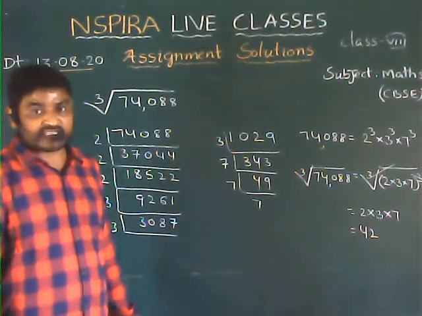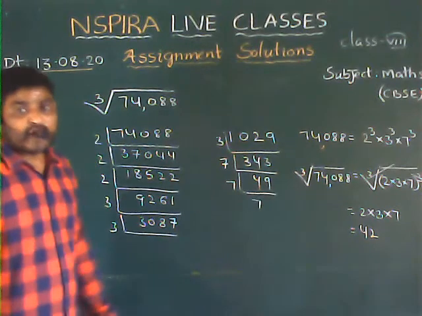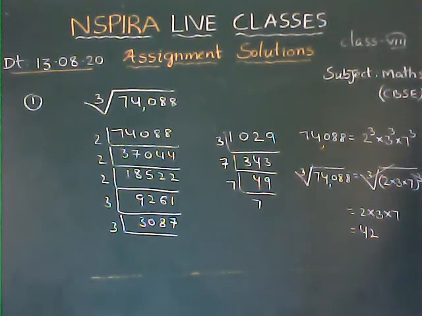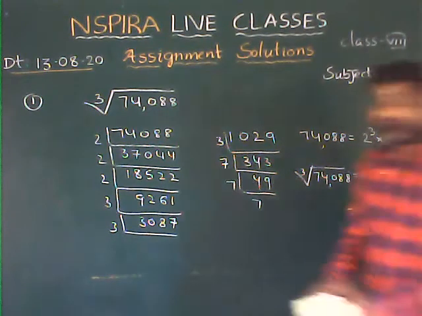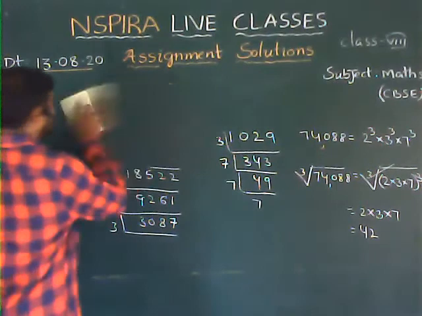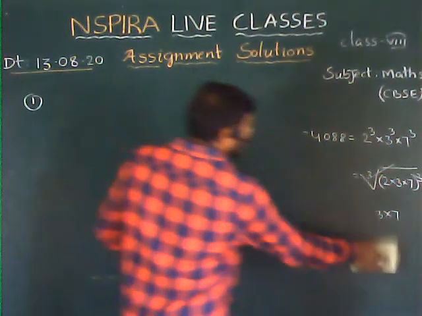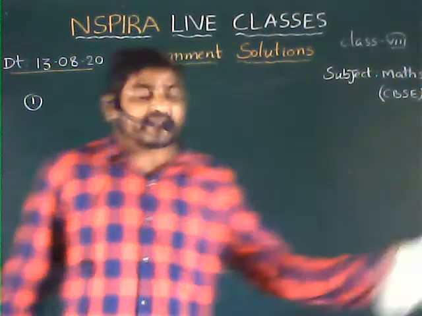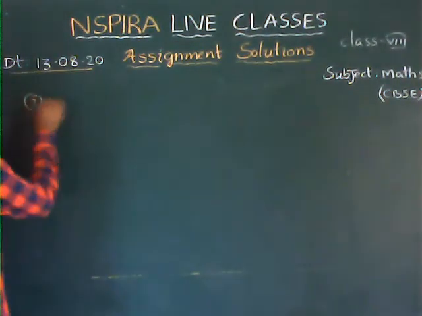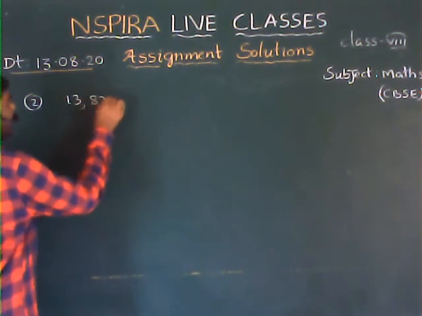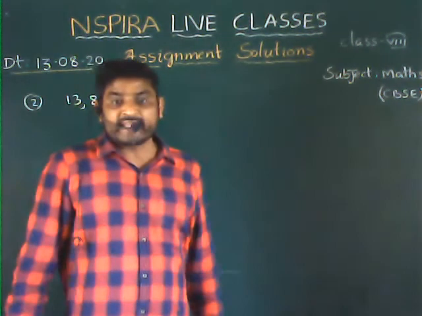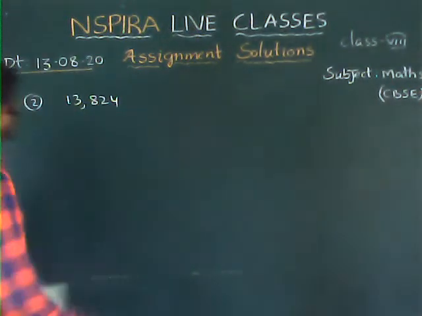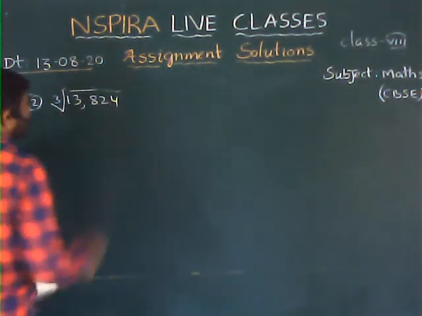So this is the first sum solution, the cube root of the given number by prime factorization. In the same way, let me explain the second one. Find the cube root of 13,824 by prime factorization method.